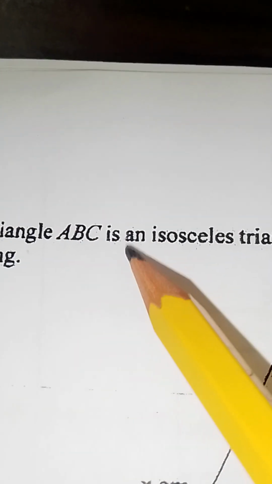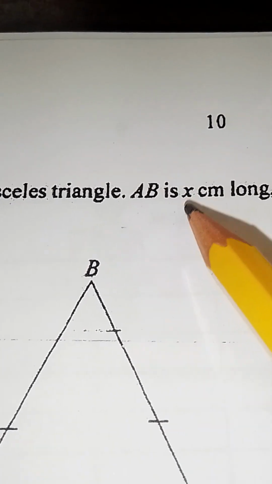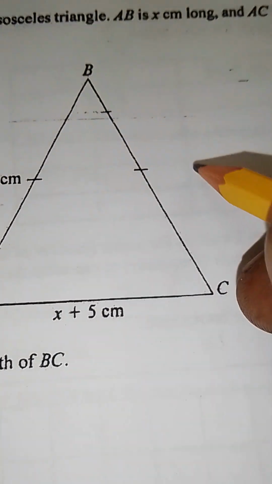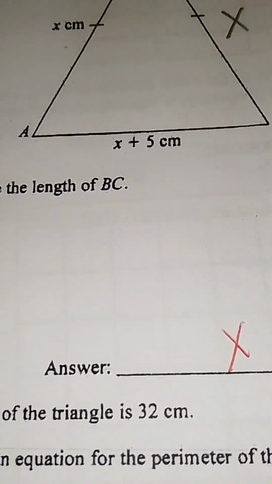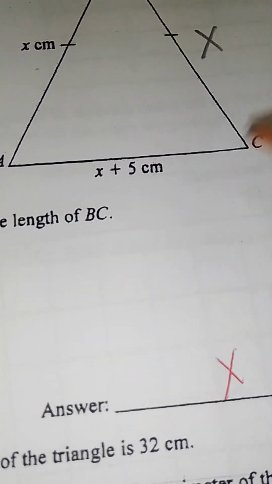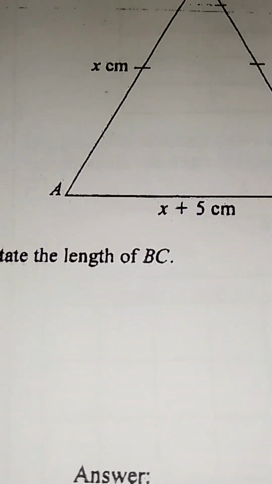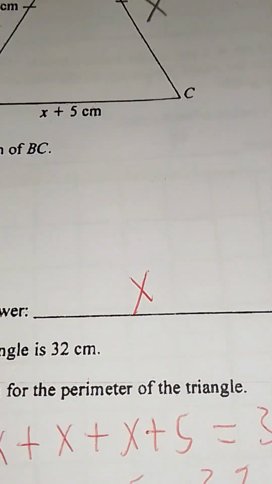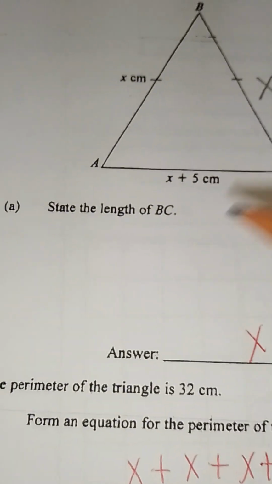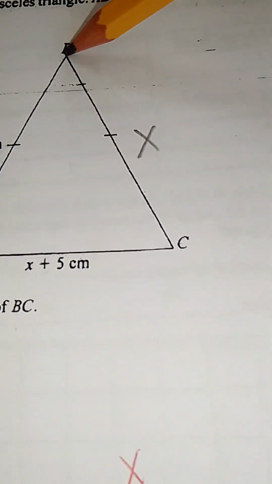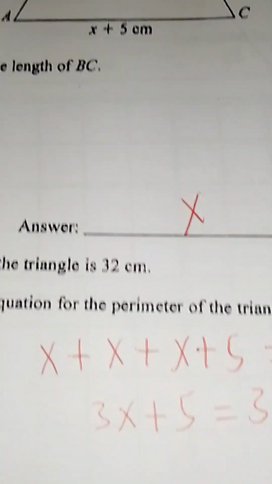Move on to this next one here. It says triangle ABC is an isosceles triangle. AB is x centimeters long, and AC is x plus 5 centimeters long. See x? So if this is an isosceles, this must also be x. You see that? Good. And these 2 angles must be the same. But it didn't ask us that. State the length of BC. So the length of BC is equal to x centimeters. See, these 2 are the same length.